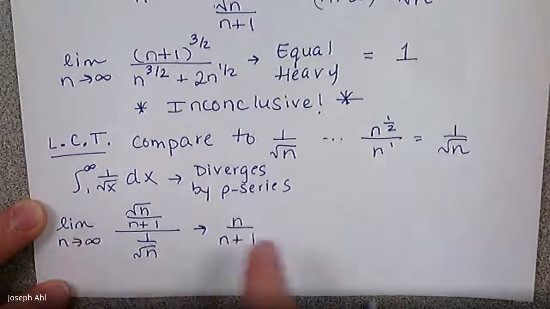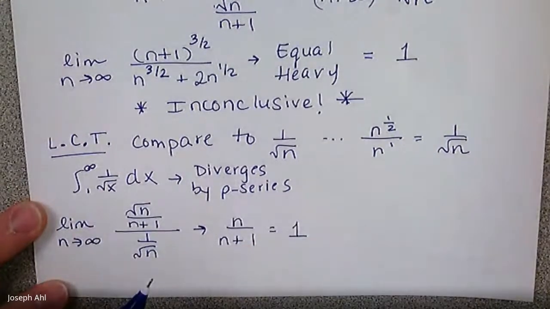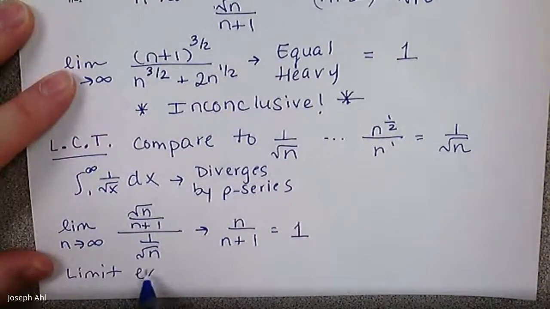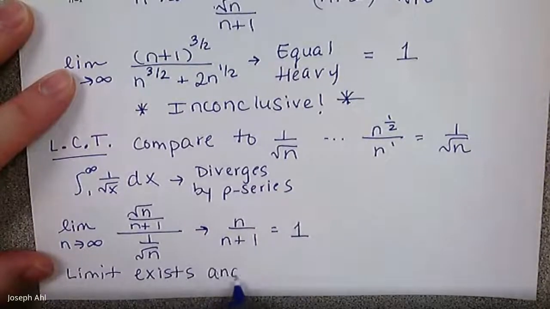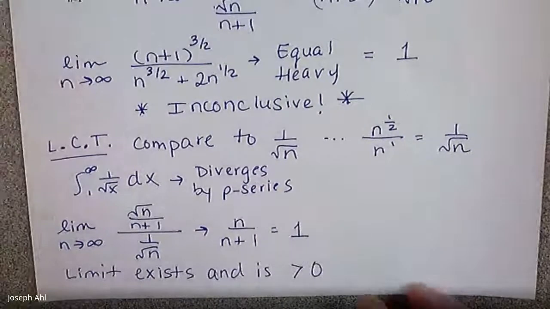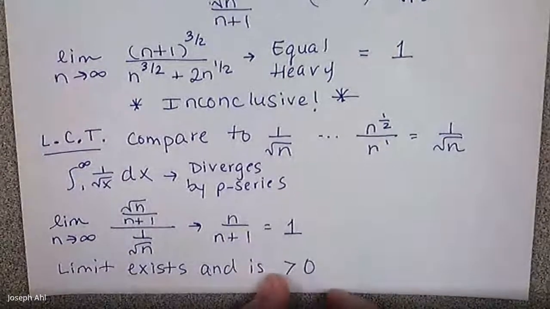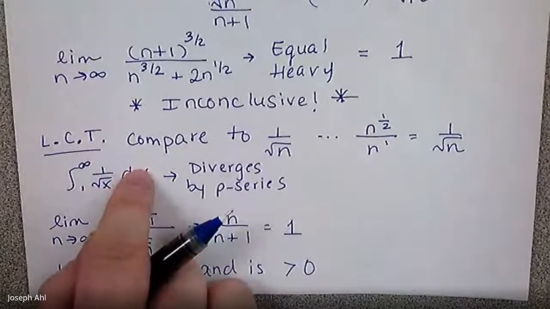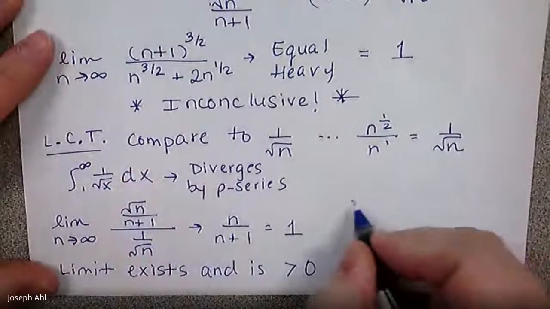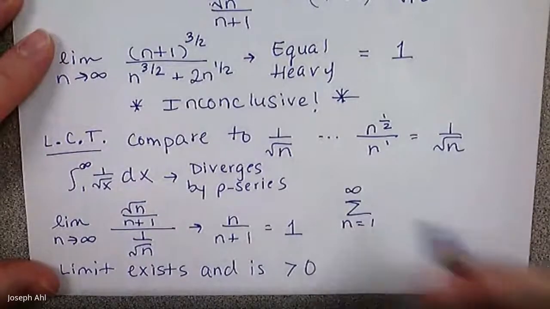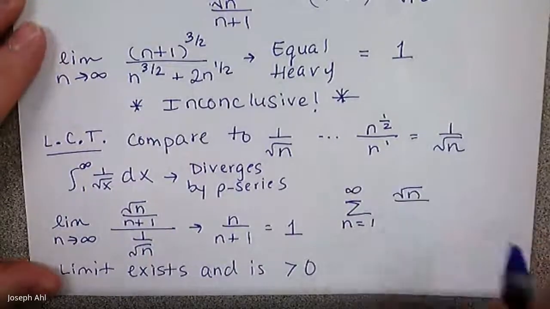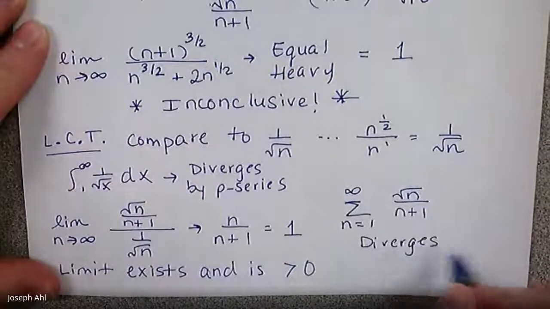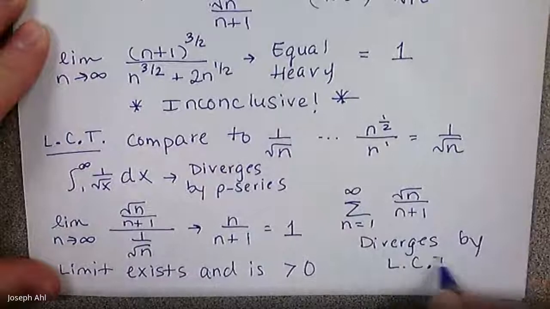And the limit as n goes to infinity there is 1. Okay, so the limit exists and is greater than 0. Okay, that is one of the conditions for the limit comparison test, that the limit has to exist, has to be greater than 0. If that's true and the comparison series diverges, the conclusion is that the original series, which is radical n over n plus 1, diverges by the limit comparison test.